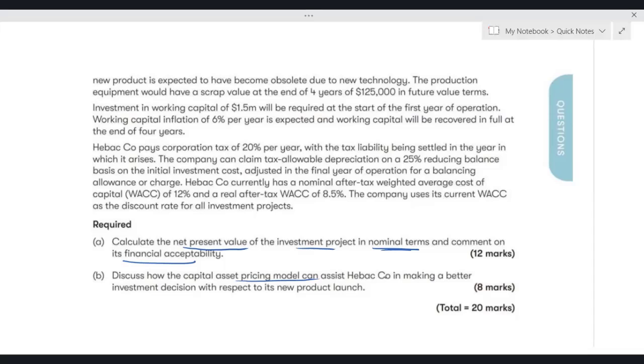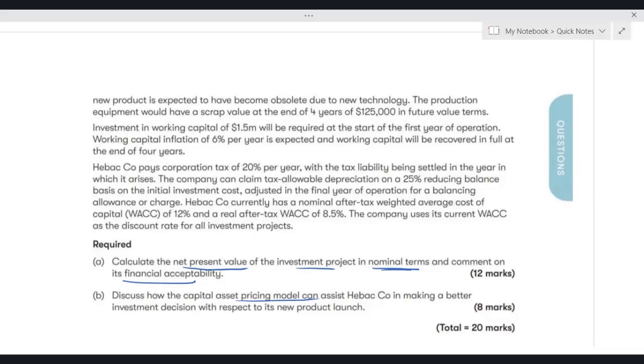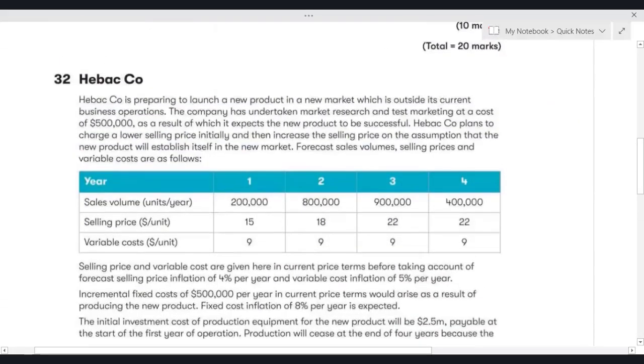We will be discussing each and every concept: ungeared, geared, how to use the proxy company equity beta to calculate beta asset, and then gear up that beta asset with your own financial gearing to calculate project specific KE. So you just need to wait a little bit for that. Let's go for NPV.